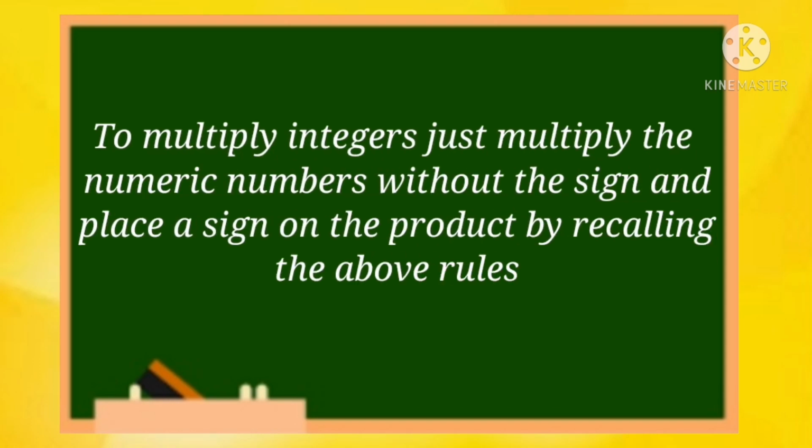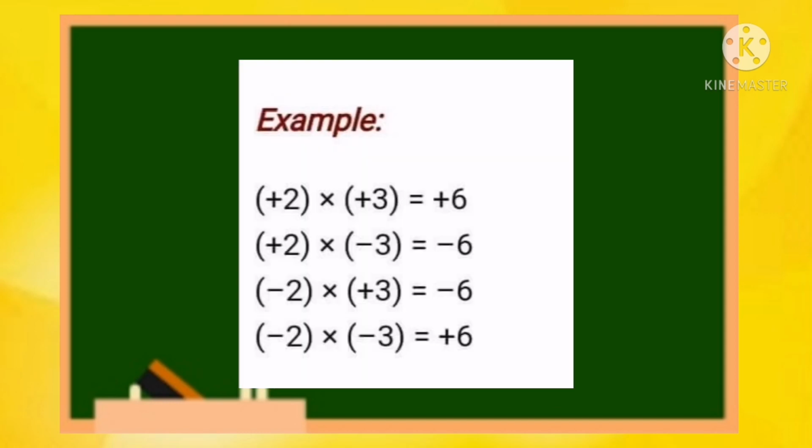Now, to multiply integers, just multiply the numbers, or the absolute values, without the sign, and place a sign on the product by recalling the above rules or our mnemonic. Here are the examples. Positive 2 times positive 3 is equal to positive 6. Positive 2 times negative 3 is equal to negative 6. Negative 2 times positive 3 is equal to negative 6. And negative 2 times negative 3 is equal to positive 6.